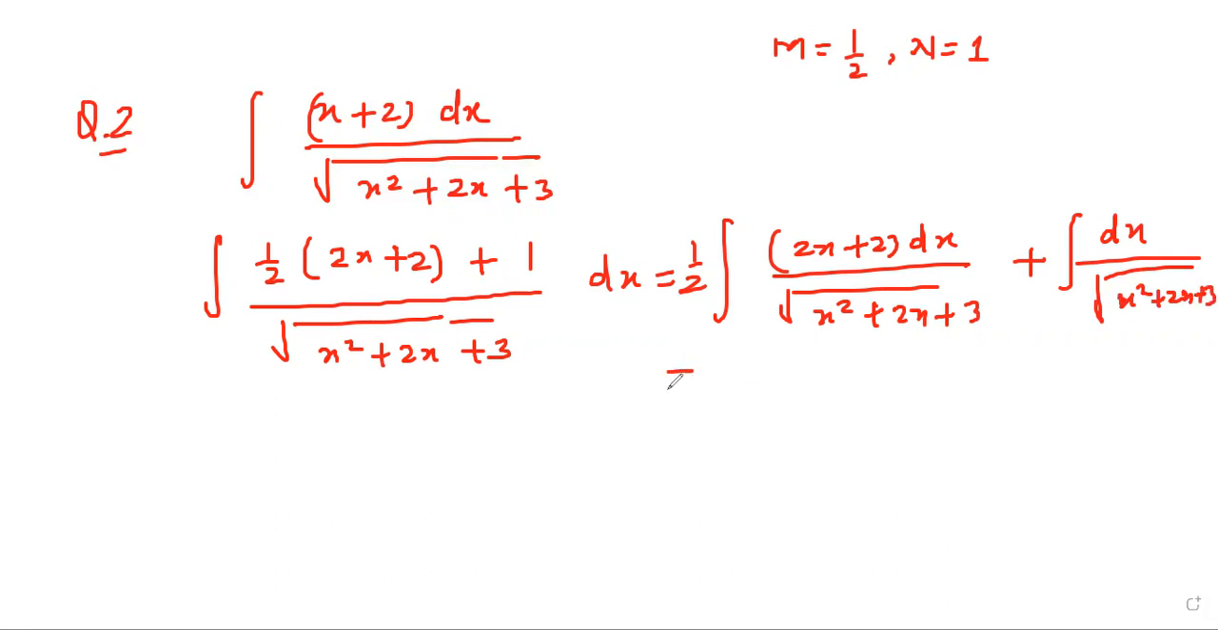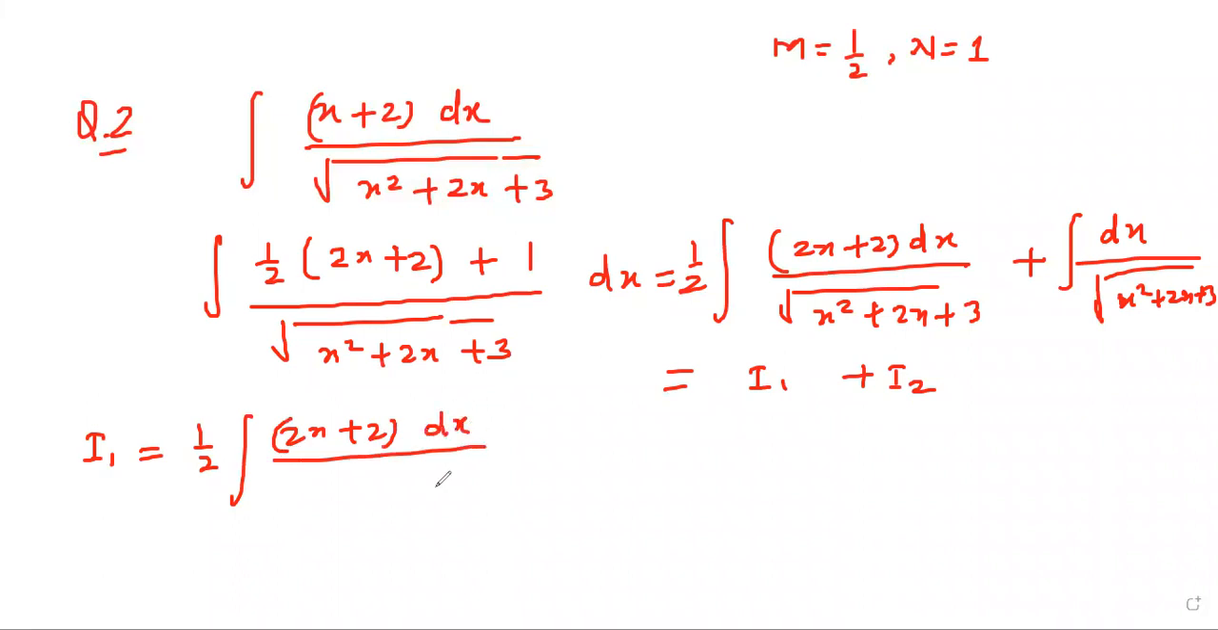Now, let's write it as I1 and I2, and then we do separately. So let's evaluate I1. I1 will be equal to 1 by 2 integration of 2x plus 2 dx divided by root of x square plus 2x plus 3. Now we take this x square plus 2x plus 3, then its differentiation will be this.